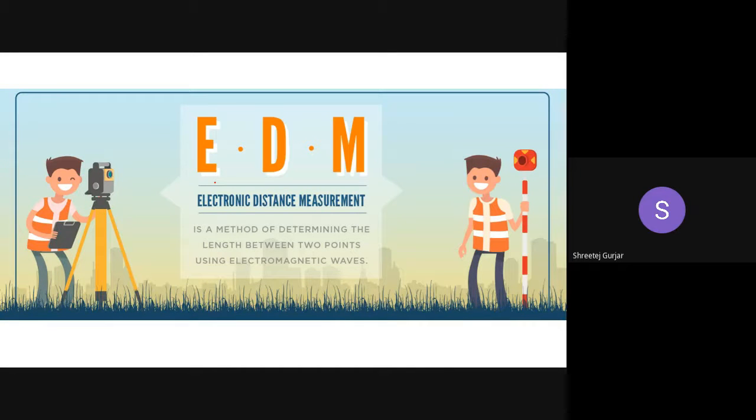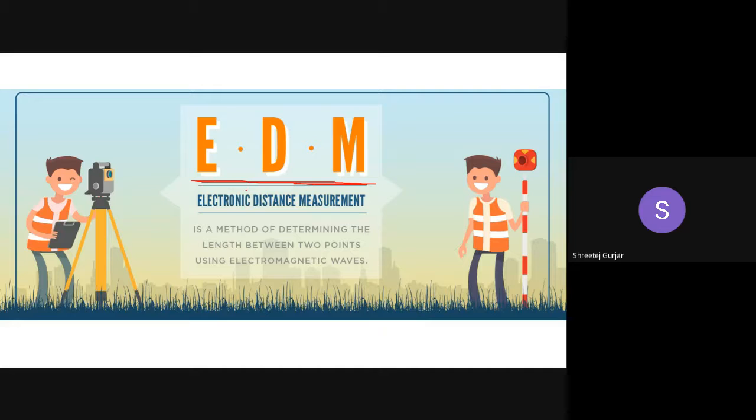Okay. So welcome students to this session wherein we are studying modern surveying instruments, right? We have covered a few parts in the previous session regarding the electromagnetic spectrum, properties of electromagnetic waves, and a few other things. So today we shall get into this topic of electronic distance measurement. What is that? The short form we use is EDM.